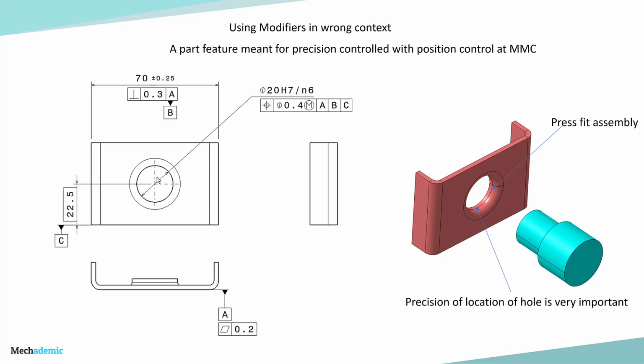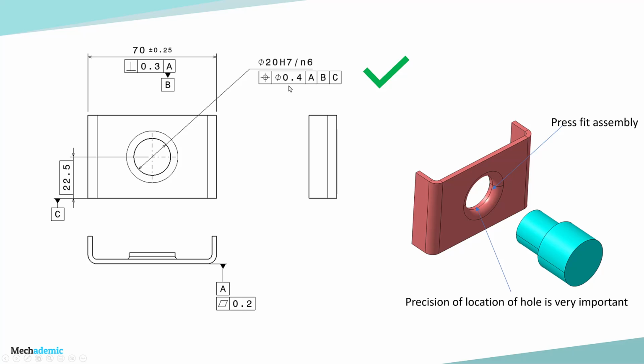But when precision is more important, we should not use maximum material condition. Maximum material condition should only be used when precision is less important but assembly is more important. But here precision is more important. In that case, we should use RFS, regardless of feature of size. So this should not be used. This is not an appropriate use in this case. Instead of that, we should remove the maximum material modifier and use RFS, regardless of feature of size.